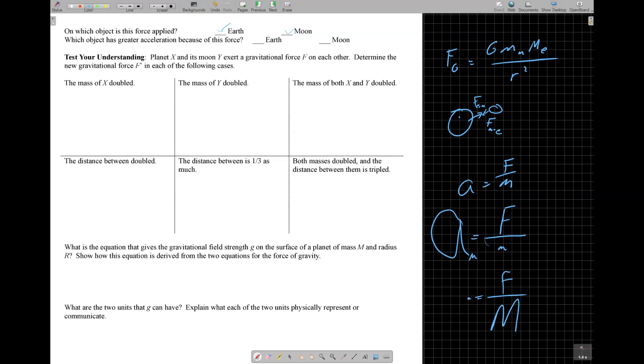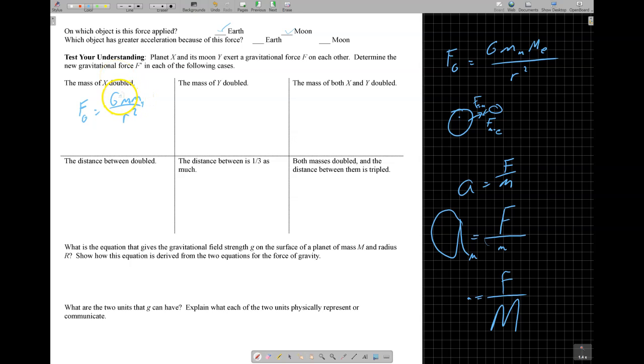Now we have planet X and Y exerting a gravitational force on each other. Determine the gravitational force, F prime, of each of the following cases. For these types of problems, and they're so common, start with your equation and then figure out what is happening. So we have mass of X and mass of Y. For this instance, we are doubling the mass of X.